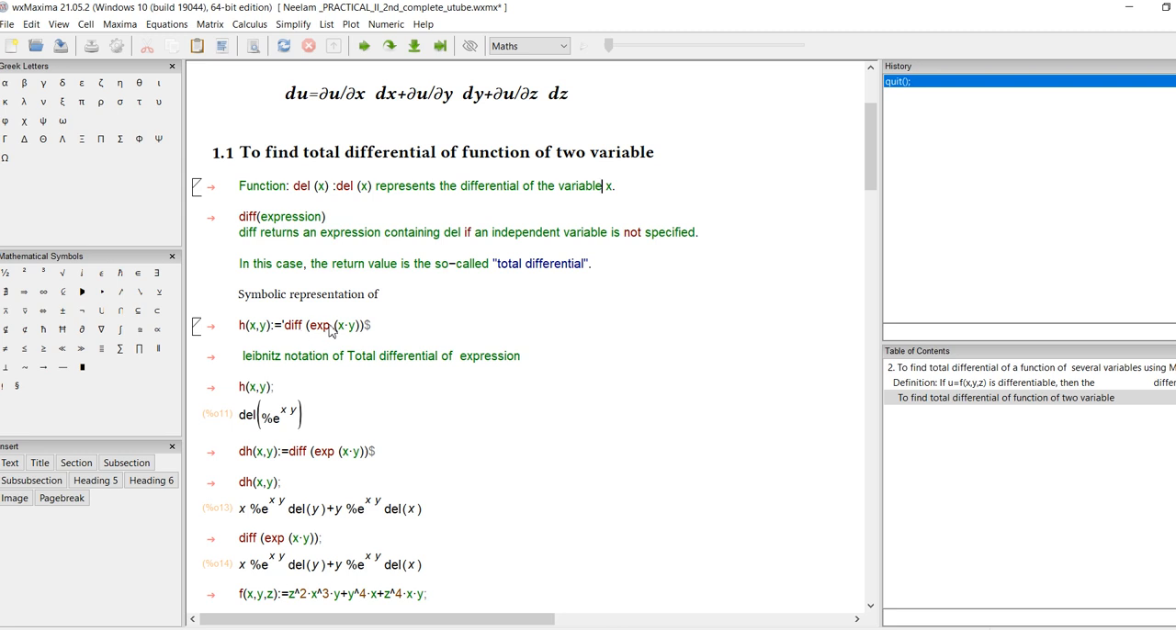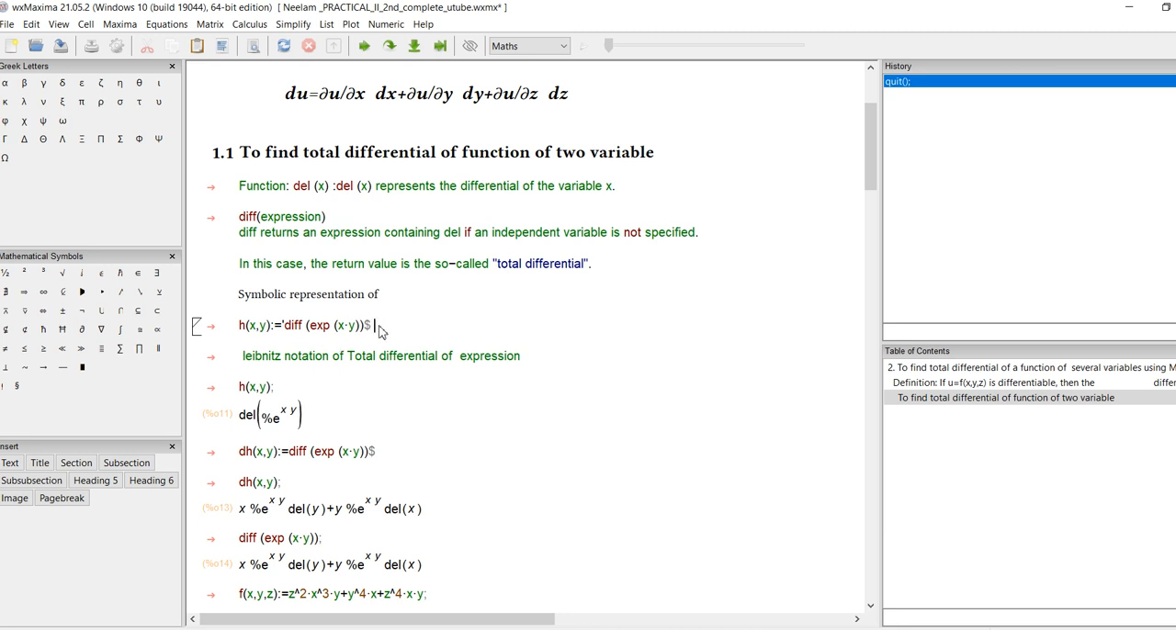First I am entering here a function, exponential of xy. Here my function is of two variables, exponential, and I am writing this dollar sign here. The expression, if I ask you h of x comma y, this colon and equal to syntax represents the assigning of a function. Here I am taking this quote DIFF. This comma here represents the quote, and if I write this dollar sign here, it will give me the del here.